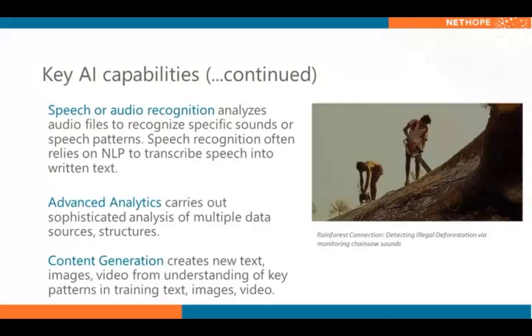A couple of other key AI capabilities to mention. The first is advanced analytics, which is kind of a catch-all. This is just something where we're talking about the ability to process vast amounts of data and do more sophisticated analyses than might have been possible before. And then lastly, we won't go into much detail on this in this webinar, but it's worth mentioning the use of AI for content generation.